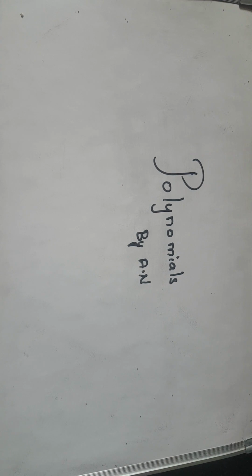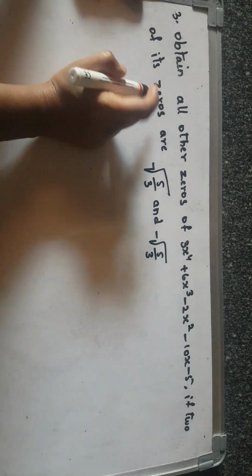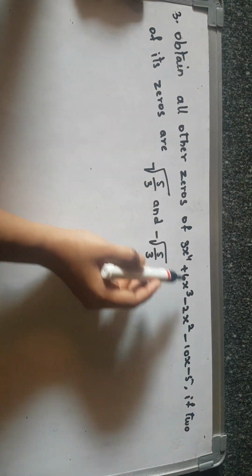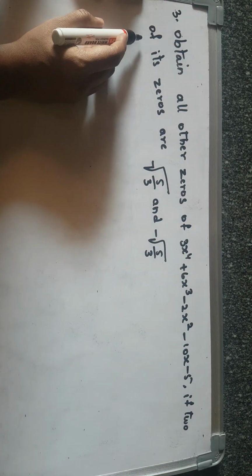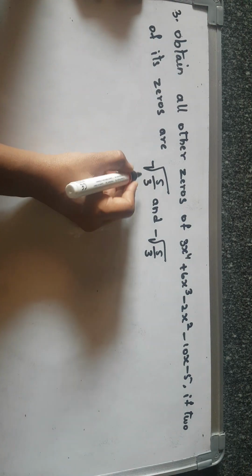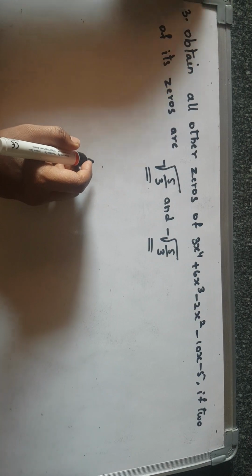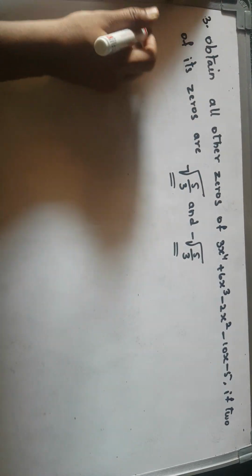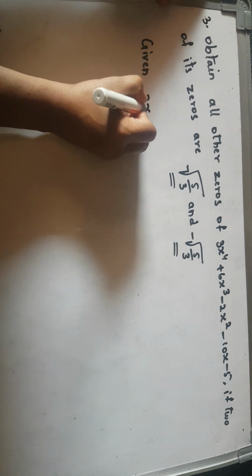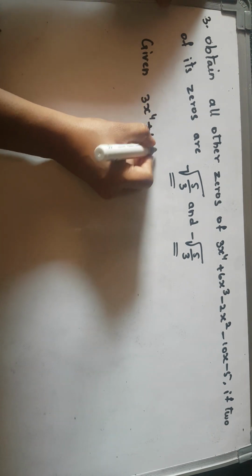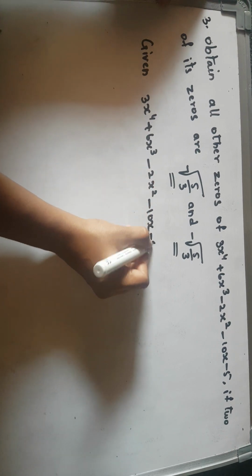Let us continue our problems. Obtain all other zeros of 3x power 4 plus 6x cube minus 2x square minus 10x minus 5 if two of its zeros are given. Two zeros are given, root 5 by 3, minus root 5 by 3. Okay, what is the polynomial given here? Given polynomial is 3x power 4 plus 6x cube minus 2x square minus 10x minus 5.